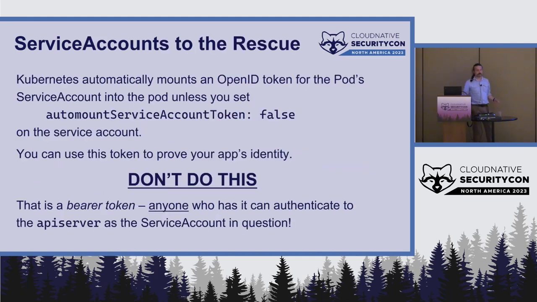Service accounts. It's awesome. You can take a service account token that's mounted in your pod, send it to someone else, and they can verify that you are who you say you are by going to the API server and asking, hey, is this a valid service account token? They can also go to the API server and do anything you could do. Do not send those tokens to other people. They let the other person impersonate you.